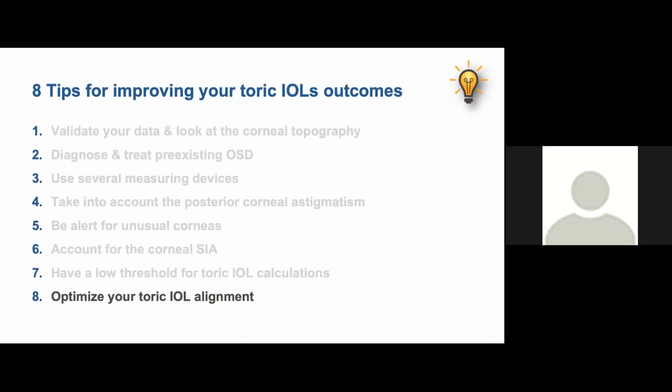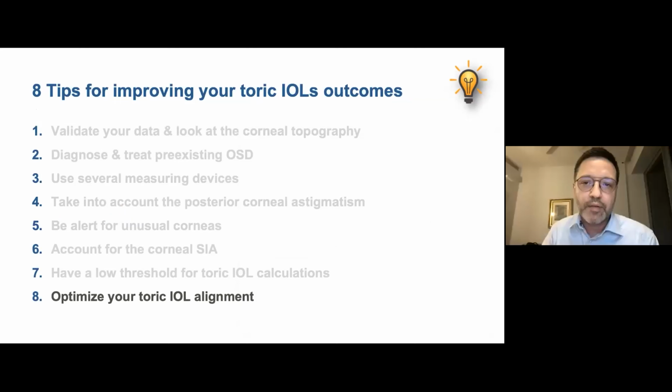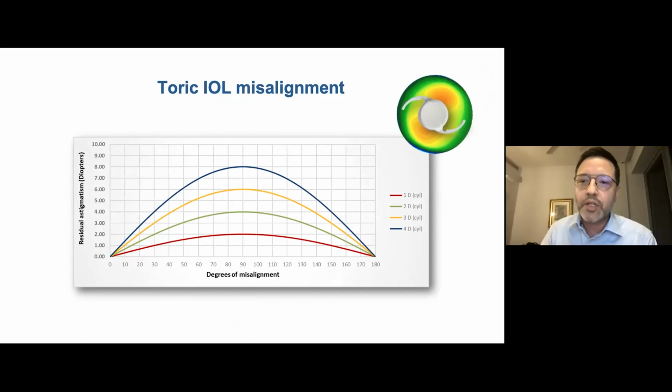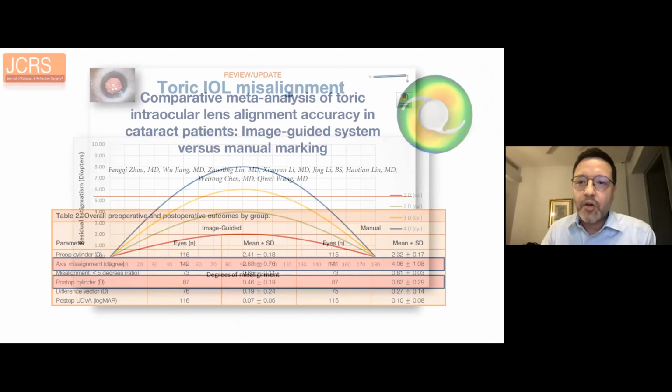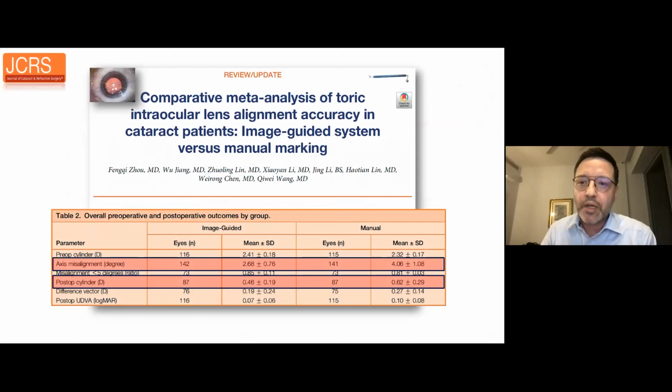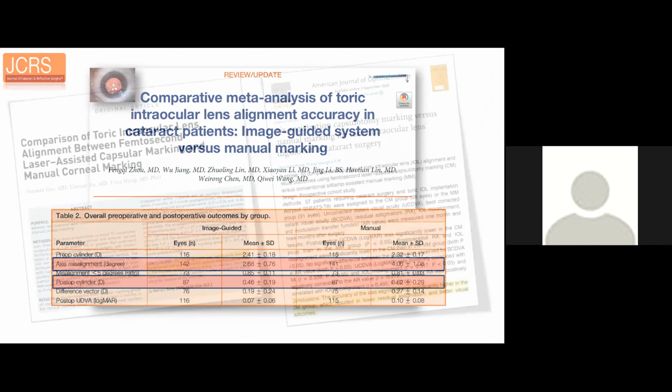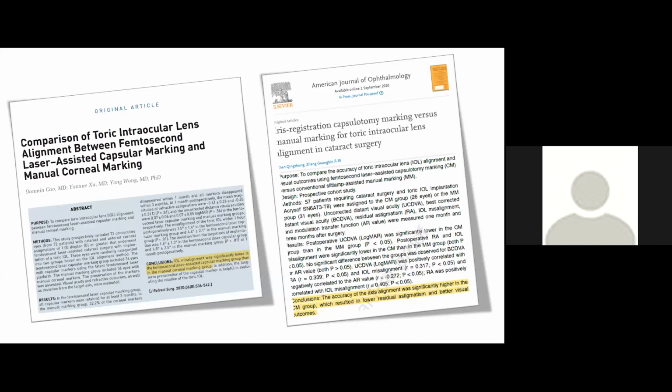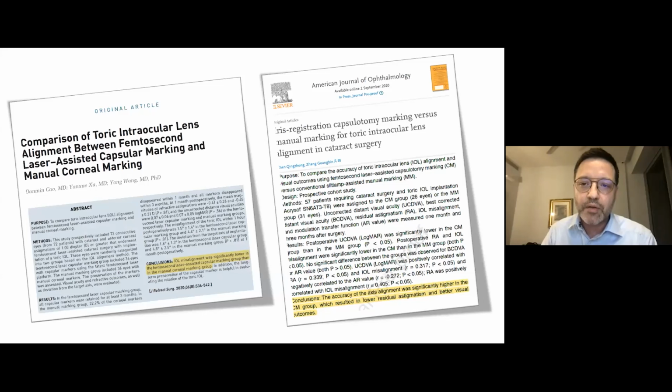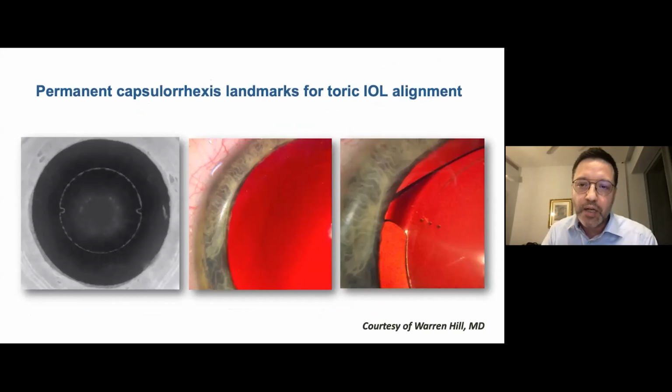Now, the last tip is to optimize your toric IOL alignment. So we all know that proper toric IOL alignment is important for optimizing our post-op refractions. And though most of us use manual reference marking, which is quite accurate, it seems like computer-assisted marking has a small advantage over manual marking. And one elegant and potentially even more accurate alternative is to use a femtolaser to create permanent capsular axis landmarks. And this is how it looks.